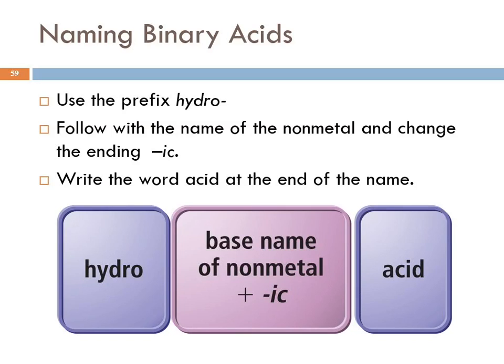When we name these, we use the prefix hydro. And then the middle of the acid's name is based on the name of the nonmetal, and then we change the ending of that name to ic, and then we add the word acid on the end. So like most compounds, these are going to have 2 words in their name. Hydro something ic space acid.